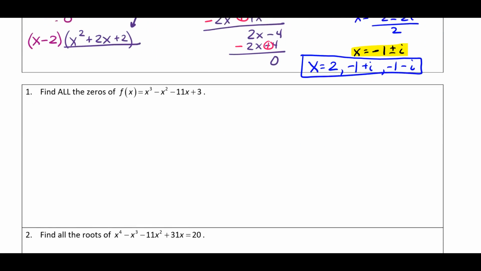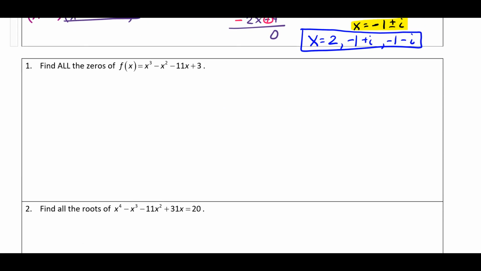Alright, so looking at number 1, it says find all the zeros of this function. So I want you to go ahead and pause the video and try this. I will give you fair warning, it's not factorable. We've worked with factorable ones, so you're going to have to come up with another way. So start by looking at the graph and see if you can come up with the solution to number 1. Alright, hopefully you're ready to see the answer. If not, go ahead and pause the video again.